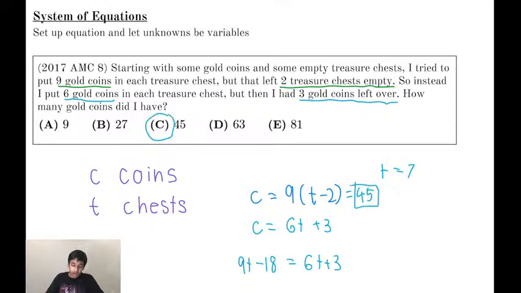And a good way to check your work would be to plug it into our second equation. And that's just going to be 6 times 7 plus 3, which is also 45. So therefore we can confirm our answer is correct.